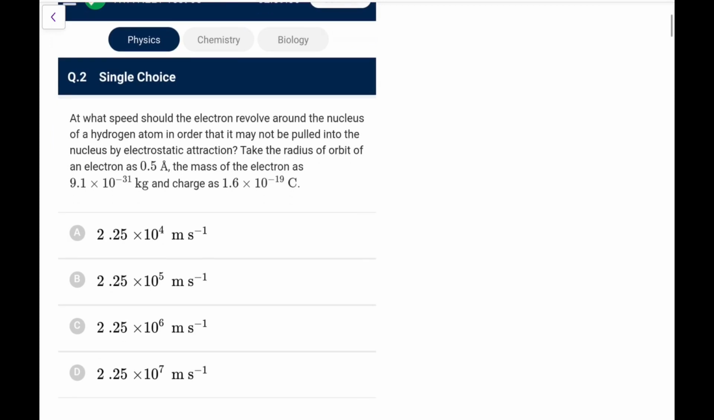Next, at what speed should the electron revolve around the nucleus of a hydrogen atom in order that it may not be pulled into the nucleus by electrostatic attraction? Take the radius of the orbit of the electron as this, the mass of the electron as this, and charge as this. Here it is talking of the classical model where you will assume mv²/r, the required force, is given by k q1 q2, which for the hydrogen atom would be k e²/r². The radius is 0.5 angstrom, and you need the speed, so the speed would be √(k e²/(m r)).